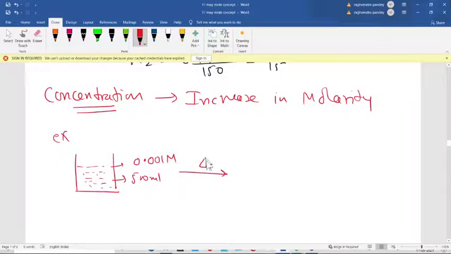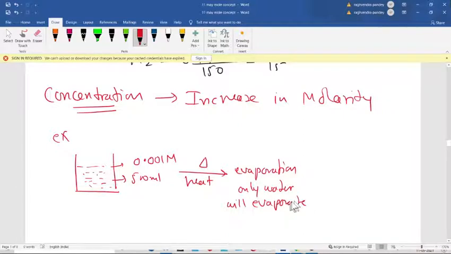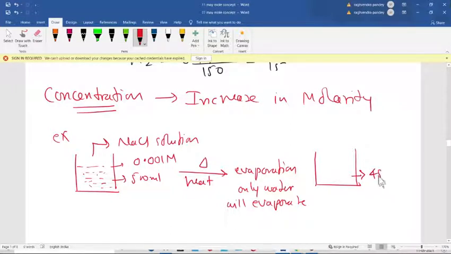Now suppose we heat it. Due to heat, evaporation will take place. During evaporation only water will evaporate. Let's take an NaCl solution. Only water will evaporate, that is the main crux of this. NaCl will remain here in this container. So after evaporation, suppose the volume becomes, let's say, 450 ml.